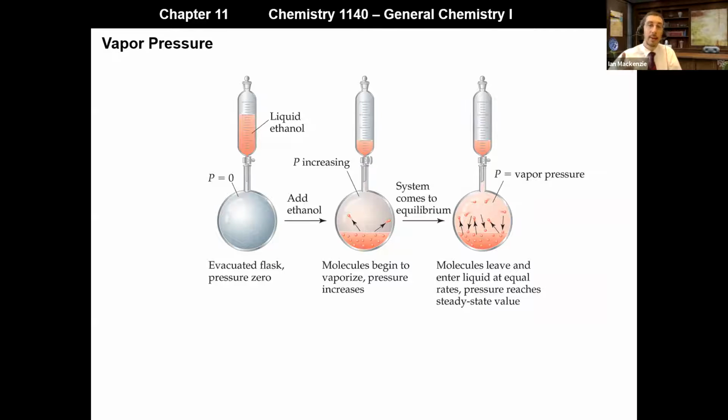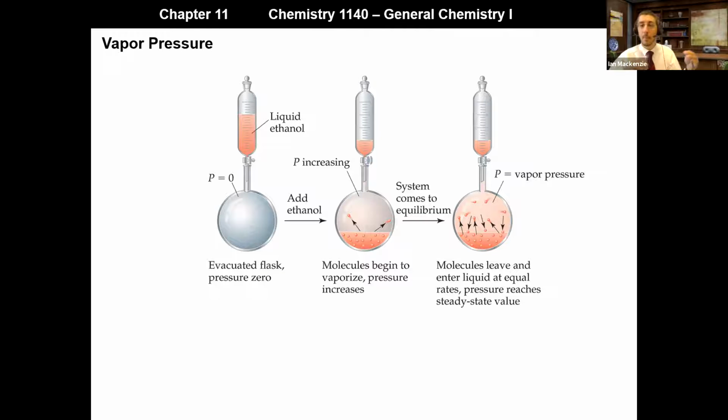And then if we add some liquid ethanol to the flask, we'll have liquid ethanol at the bottom. But among the liquid molecules, some of them will have various degrees of kinetic energy, and some of them will actually have enough energy to escape the liquid phase when they hit the surface and enter into the gas phase. And so we will have then an equilibrium that begins to establish between the gas phase molecules that sit above the liquid phase and the liquid phase itself.